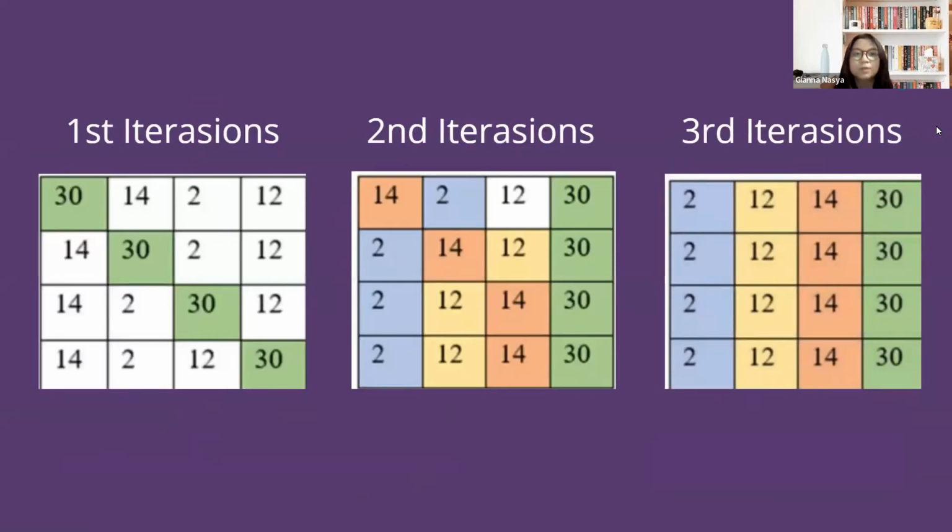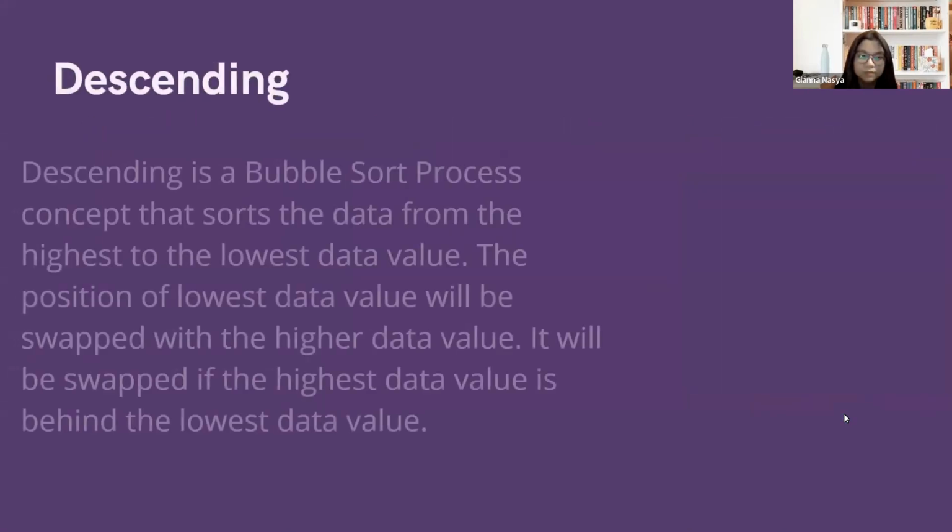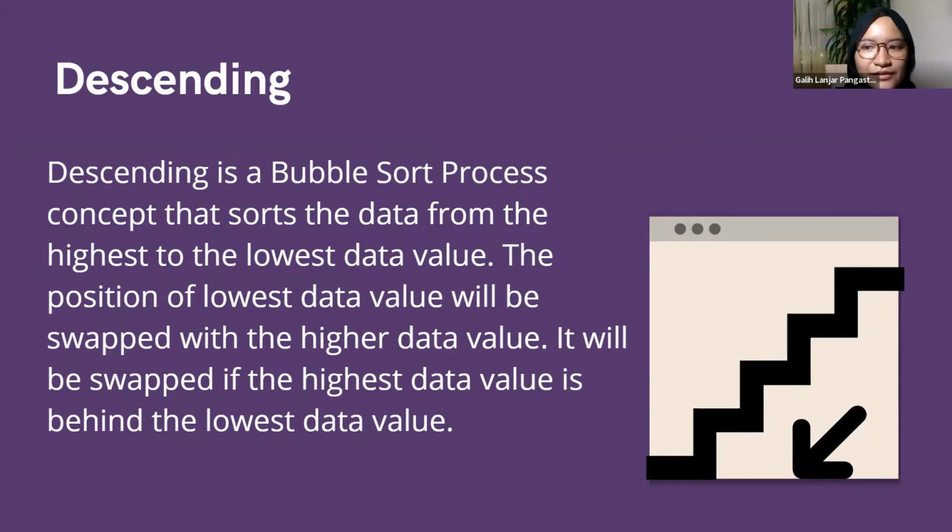So this is the process of sorting with bubble sort. First, the process will move the highest data to the last in the set, and it will repeat until the data is sorted. Next will be explained by my partner Galih Lanjar.